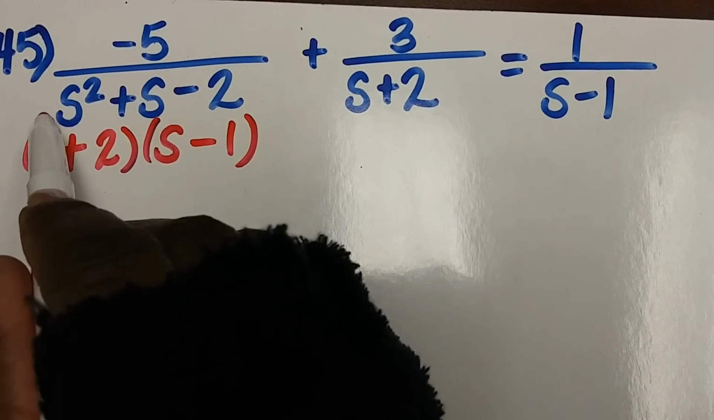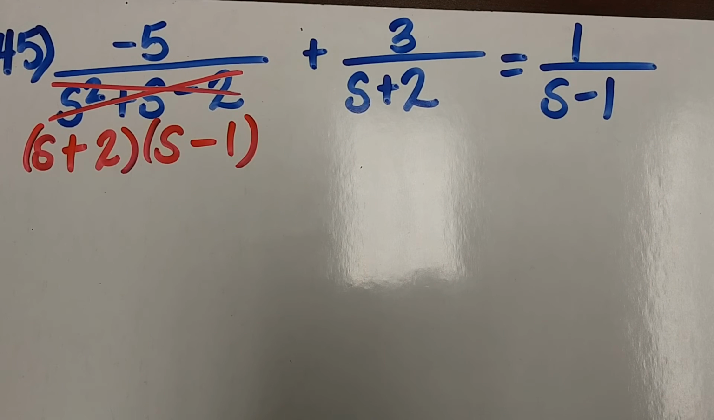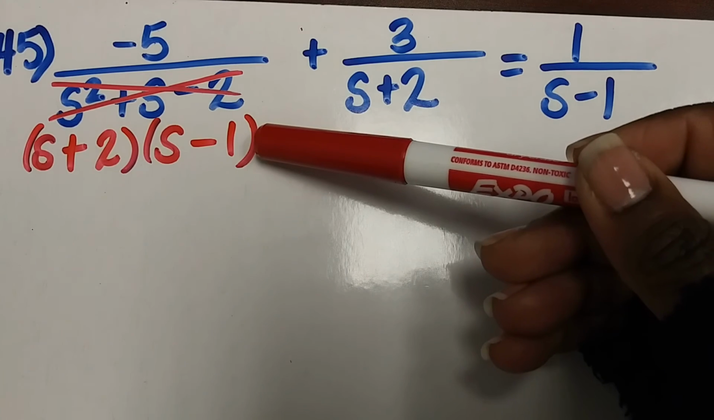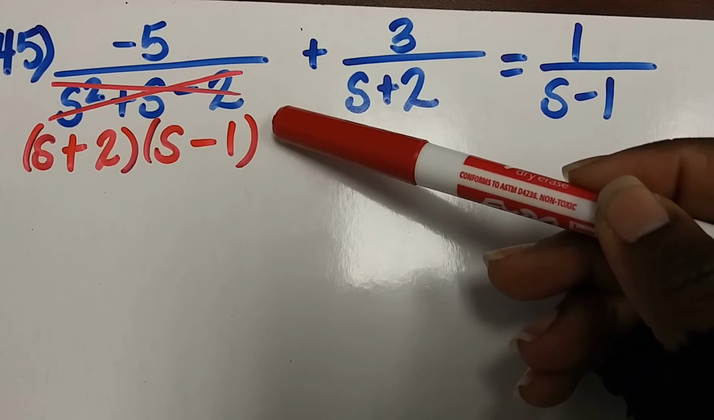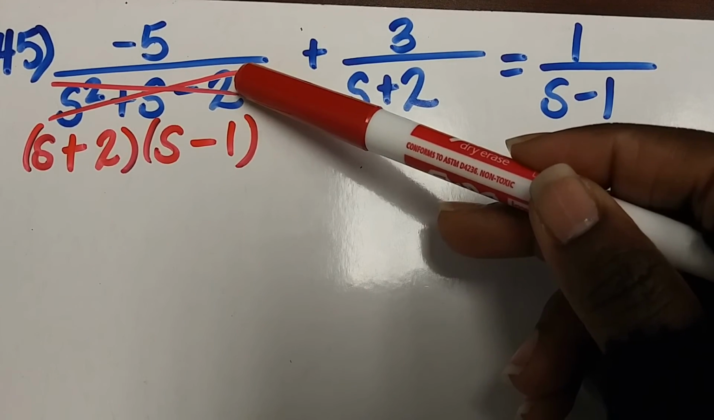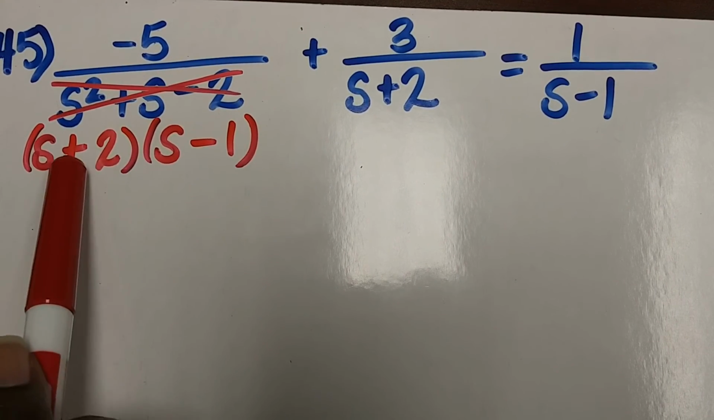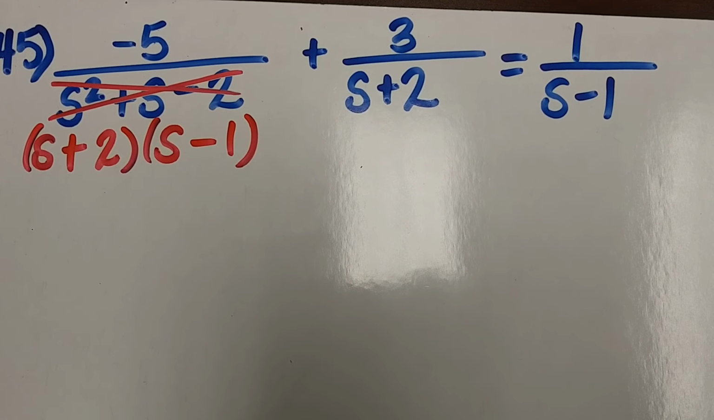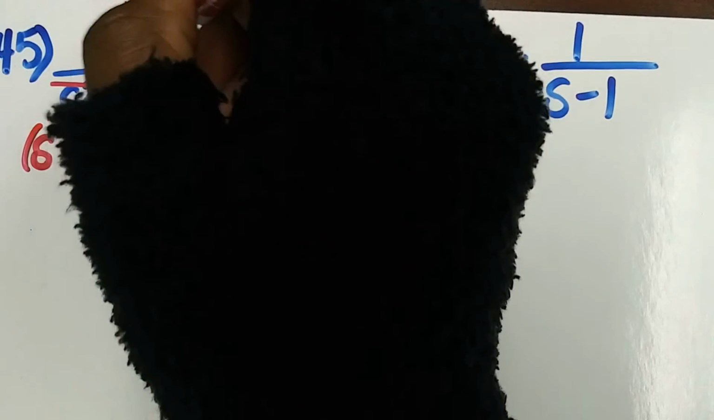I'm going to scratch this one out, and I'm going to use this as my new denominator. When you find your LCD, you want to make sure your denominators are written in factored form. This is factored form. If it's in standard form and it's factorable, factor it out into factored form. The reason I do this is because now I can see I only have 2 different denominators, which makes my LCD.